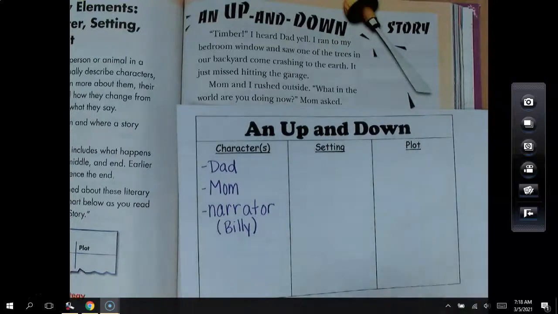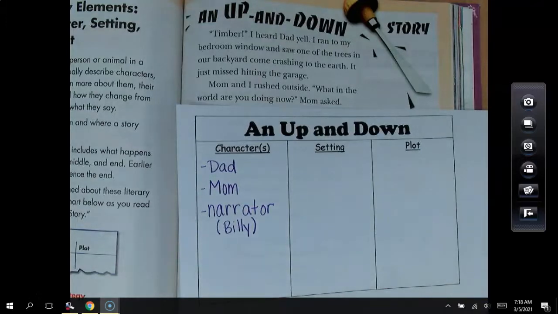Okay, so we have all the characters in our story. Now let's go to setting. Remember, setting is where and when the story takes place. So where do you think this setting is? Where did all of this happen?